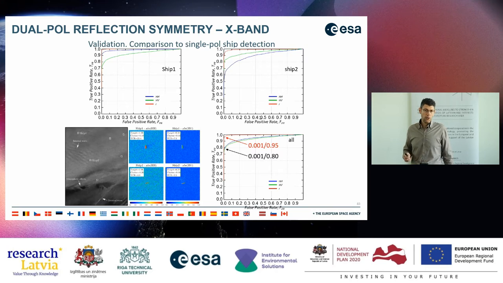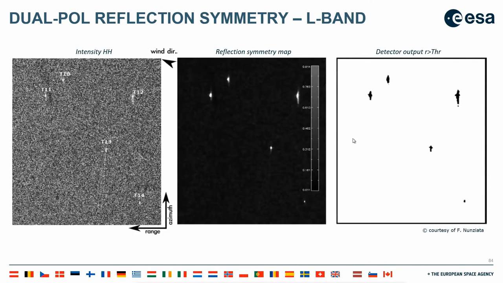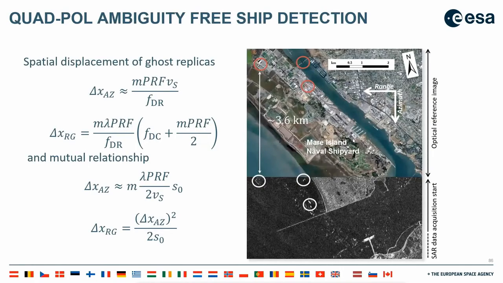Yeah, so I don't know how familiar you are with ROC curves. This was just to show you that comparing this algorithm with the standard technique, we could get better performance, so we could increase the probability of detection, keeping the same probability of false alarms. And the algorithm works in different frequencies, so it was tested on L band, and it was tested also in C band with quite good results.